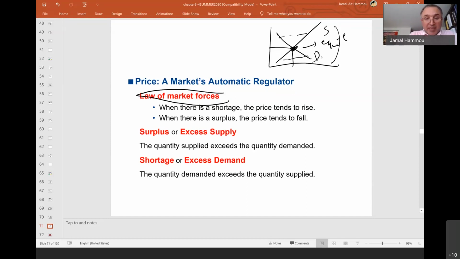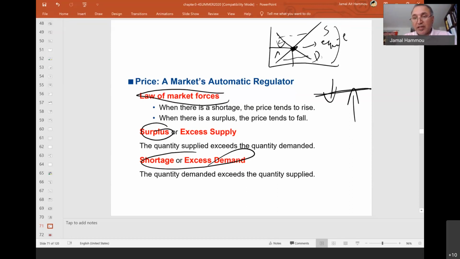So if you have a surplus, the price tends to go down. If you have a shortage or excess demand, the price tends to go up. So remember, there is one force that pushes the price down and one that pushes the price up. And when they are equal, when QD equals QS, we have the equilibrium. And then something will happen in the market that changes this equilibrium situation and moves the market around, and we will reach a new equilibrium.